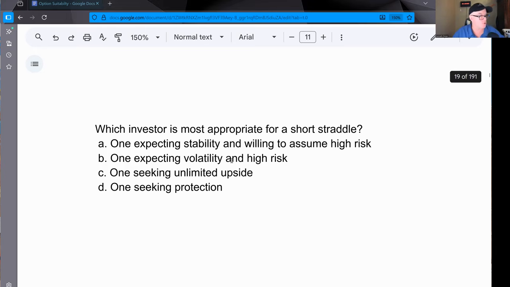Which investor is most appropriate for a short straddle? Volatility, no. Unlimited upside, no. One seeking protection, no. So it's looking for stability, and you have unlimited loss potential. The answer is A, baby.